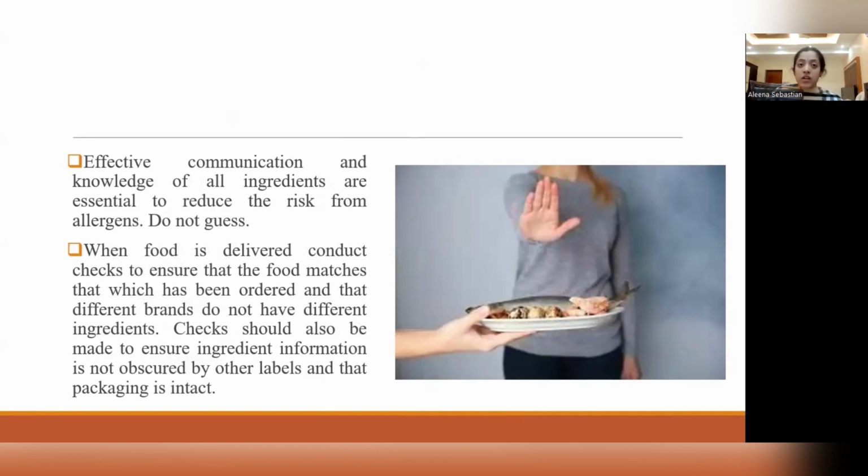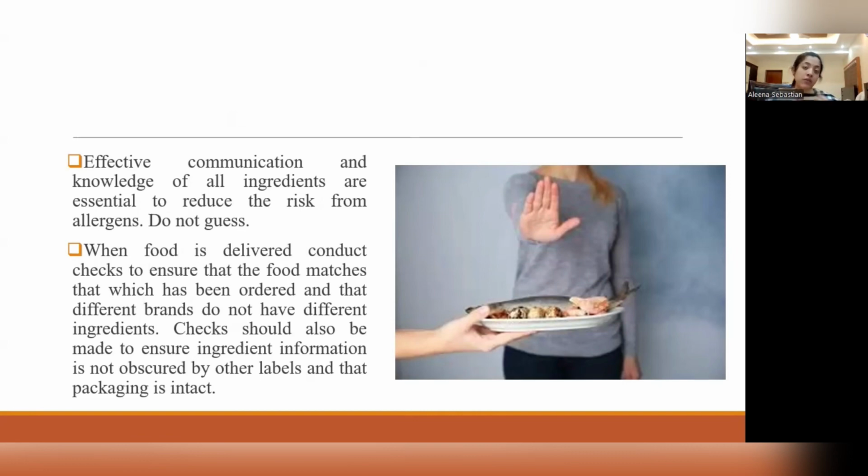Then when food is delivered, suppose we have ordered a food and that food is delivered, we should cross check that the food we have ordered is the one which has been delivered. Okay, because this check is done in order to ensure the ingredient information. So when food is delivered, we also conduct checks to ensure that the food matches the one which has been ordered, and that different brands do not have different ingredients.